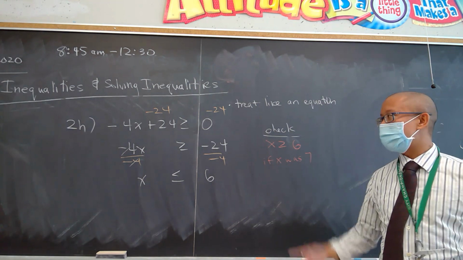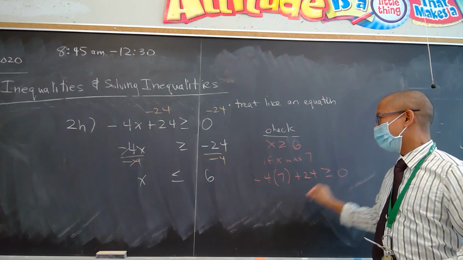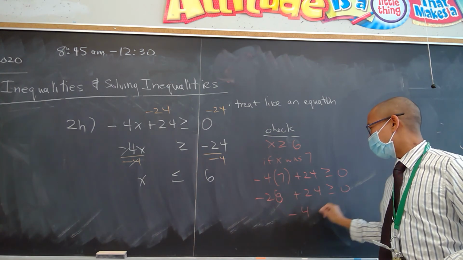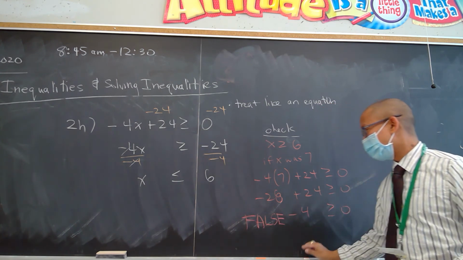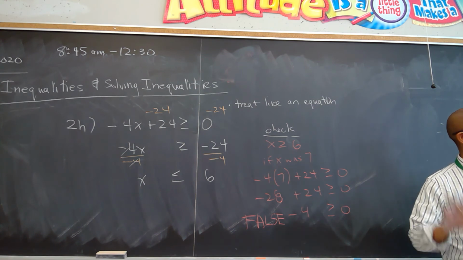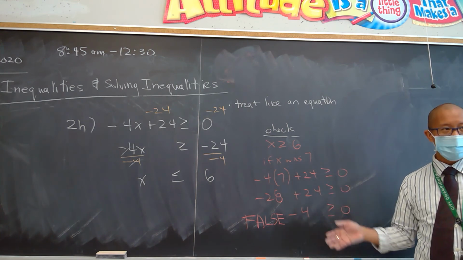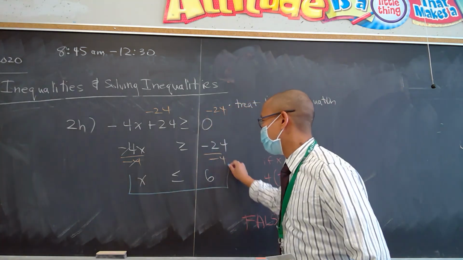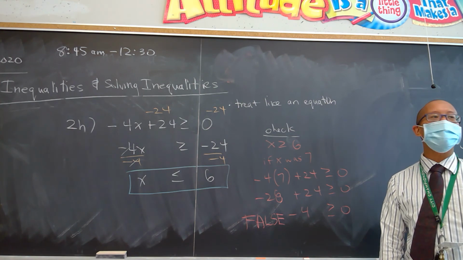If you were to check with 7, you plug this into the original question. You get negative 28 plus 24 is greater or equal to 0. And that's negative 4 is greater than or equal to 0. This is false. Which is why we did that at the beginning. When you do things to both sides, you can check. That's why the check for inequalities, some of you might just still do. But the whole point for this is that x is less than 6. So the inequality sign changes.